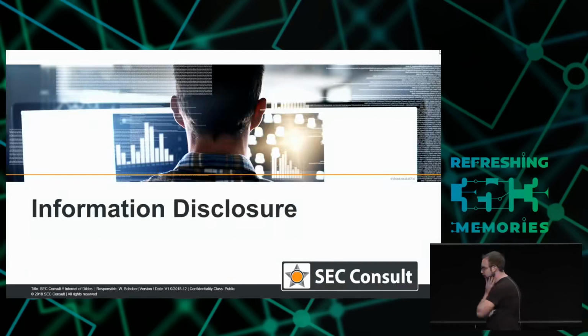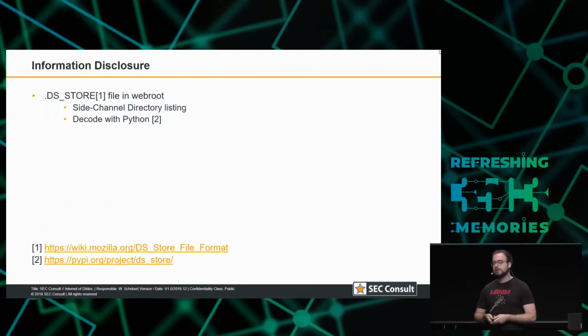So the first vulnerability we have to talk about is a so-called information disclosure. You might think, no, boring, just some random version numbers. Yeah, that's true. Most of the time, information disclosures are boring, but in this case, it's really critical. Because I found a so-called DSStore file in the webroot. A DSStore file is basically a metadata file which is created by the macOS Finder, and it contains a lot of metadata like files and folder names. So when you find such a file in a webroot, you have basically a side channel directory listing.